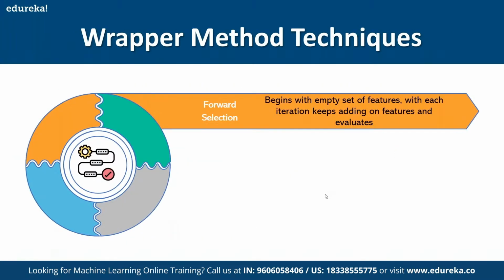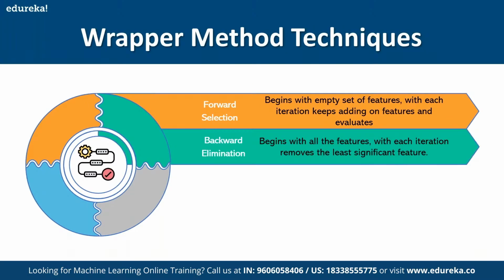Now, under this wrapper method, what we do is we are going to begin with the empty set of features. And then with each iteration, we keep on adding the features and then we perform the evaluation. So this technique that is being followed in the wrapper technique follows a greedy search approach.